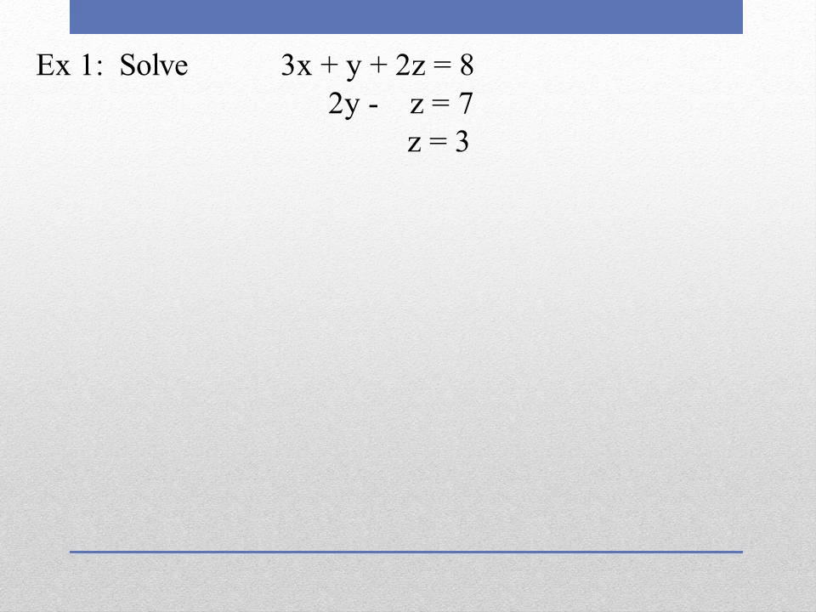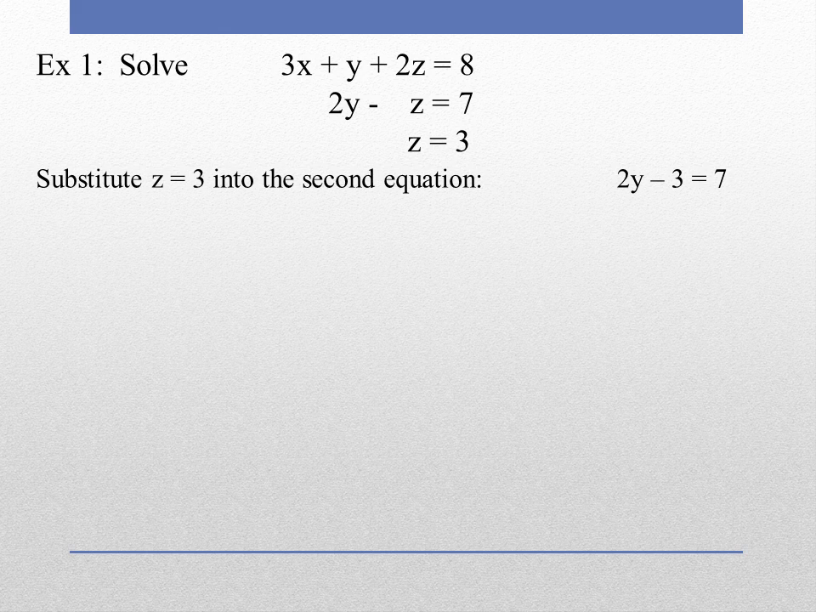Well, when we already know one, and the second equation has 2y minus z, you can see this, and we can actually substitute this z equals 3 into the second equation. So we will substitute this directly in right here. So that gives us 2y minus 3 equals 7. Since z is 3, we just replace that.